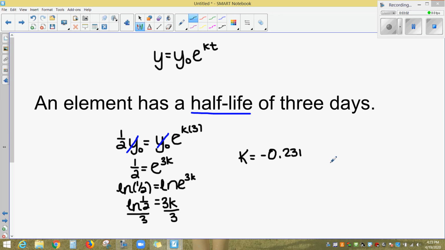Alright, so once we know what k is, we can write that general equation for that element. Whatever we start with times e to the negative 0.231t.